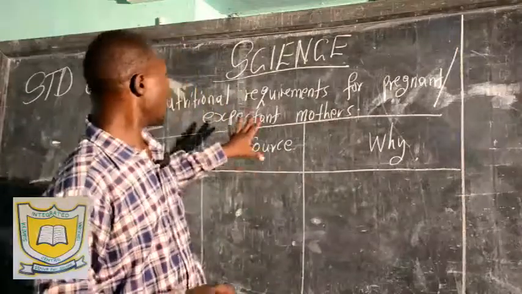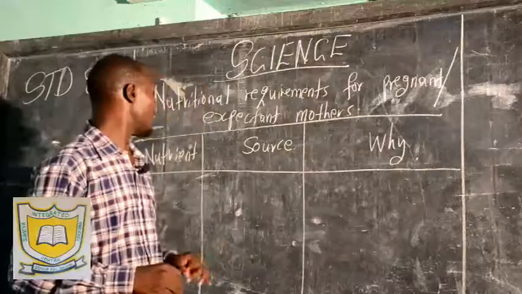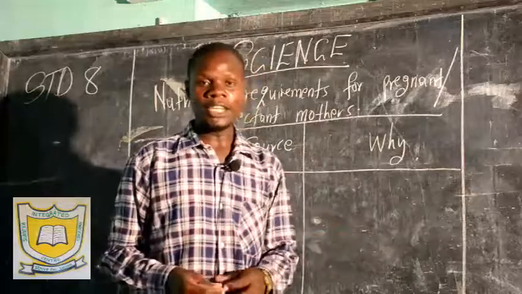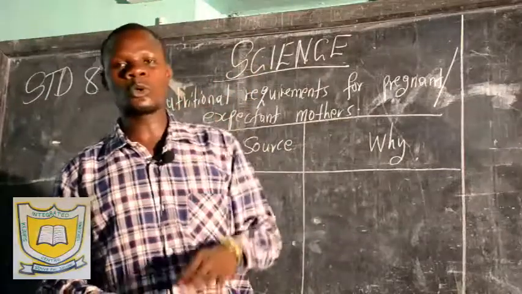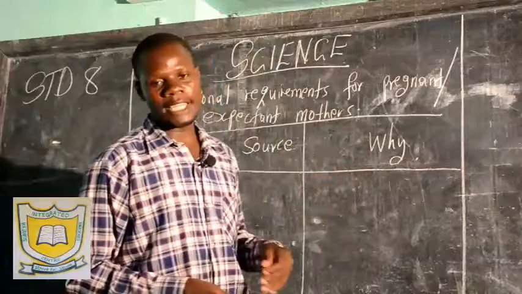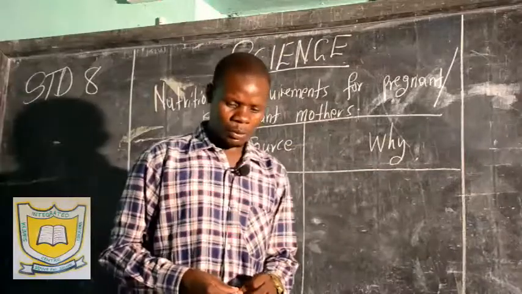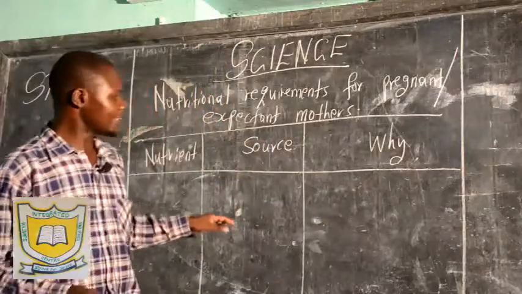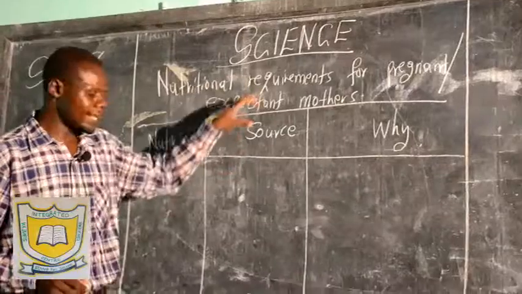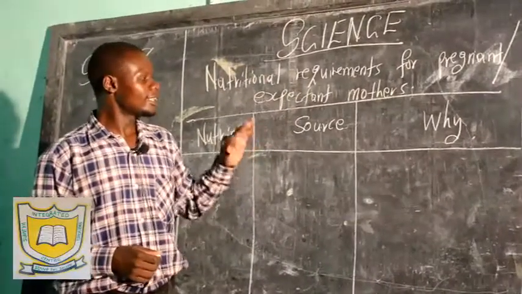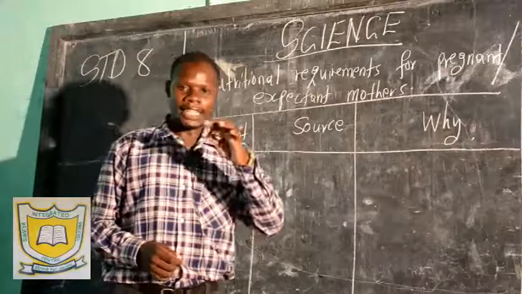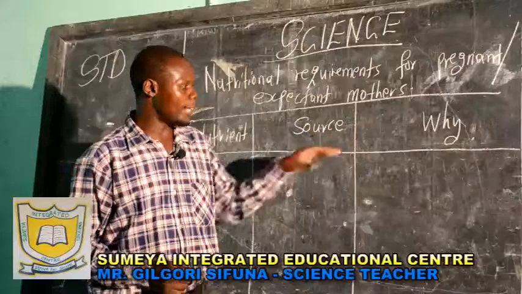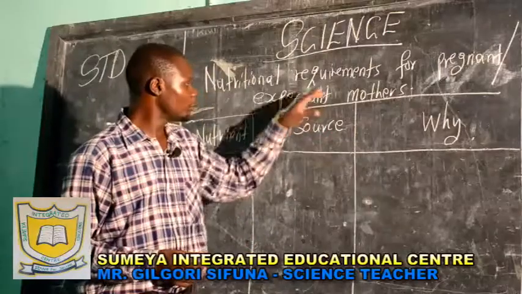Now, how are we supposed to feed a pregnant or expectant mother? An expectant mother is a special group that needs special food for the healthy growth of the baby in the womb and also for the health of the mother. What nutrients should be provided to this mother? Because she is two in one, herself and the baby in the womb depend on the mother's diet. So you have to be very keen when you feed such a person.